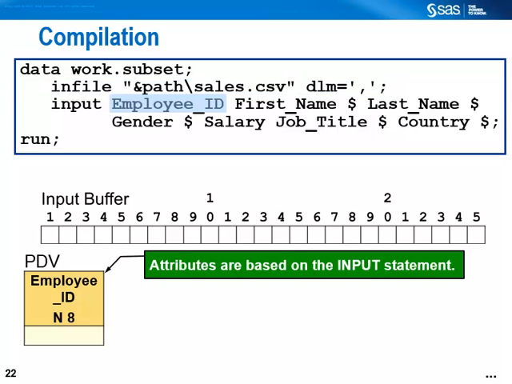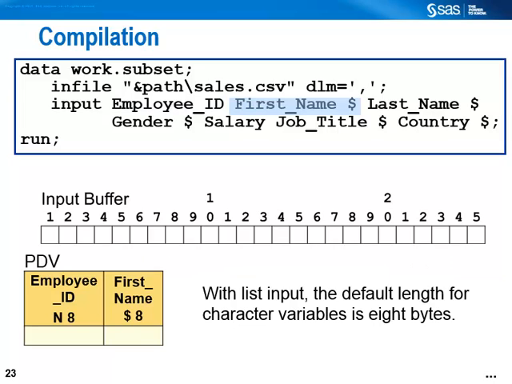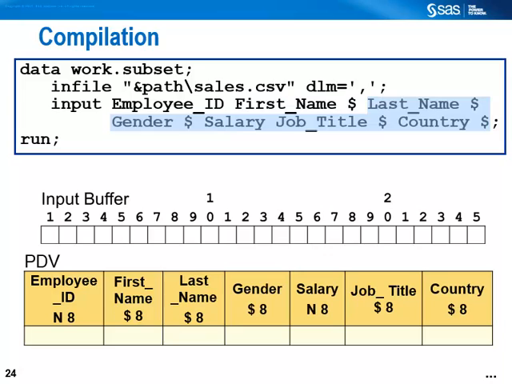After the input buffer is created, the program data vector is created. The program data vector is the area of memory where SAS builds a dataset, one observation at a time. Like the term input buffer, the term program data vector refers to a logical concept. With list input, the default length of a character variable is 8 bytes. As the input statement is compiled, a slot is added to the program data vector for each variable in the new dataset. Usually, variable attributes such as length and type are determined the first time a variable is encountered.